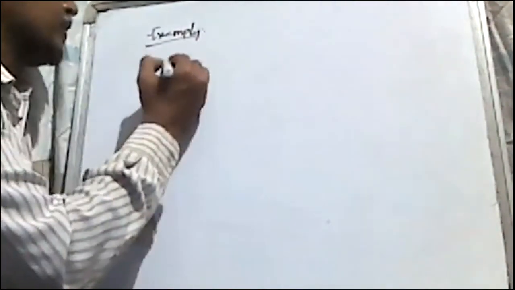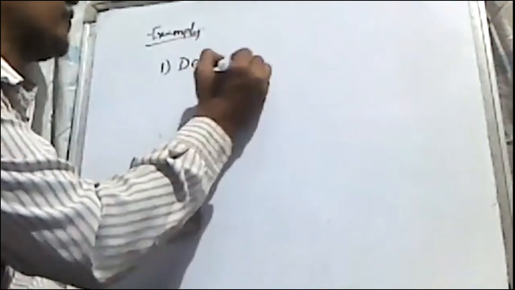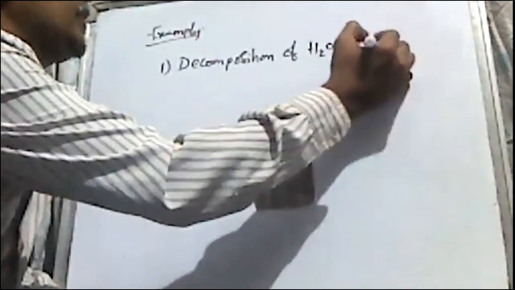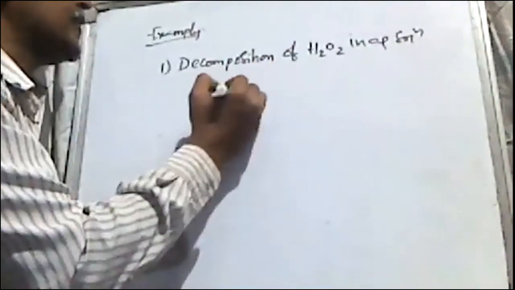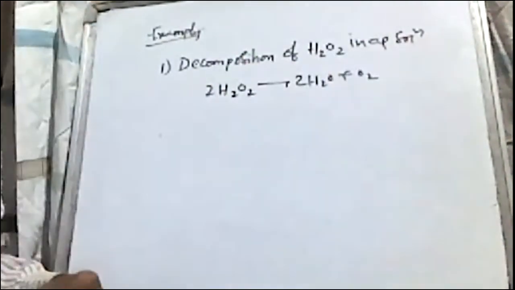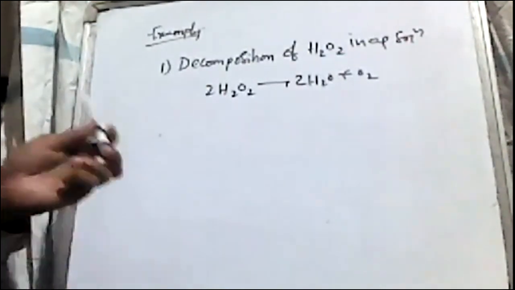Now we need to see what are the examples for the first order reactions. One is the decomposition of H2O2 in aqueous solution. That is 2H2O2 giving 2H2O plus O2. This is an example for a first order reaction.